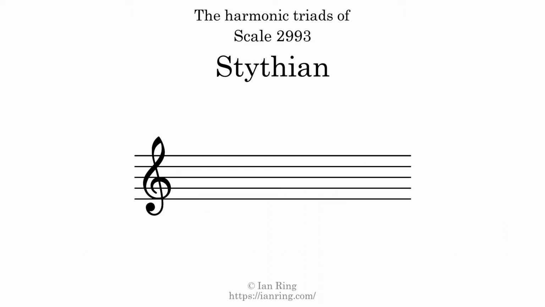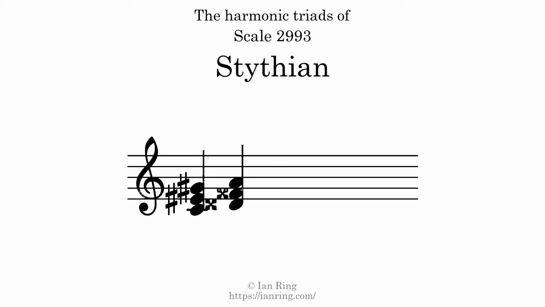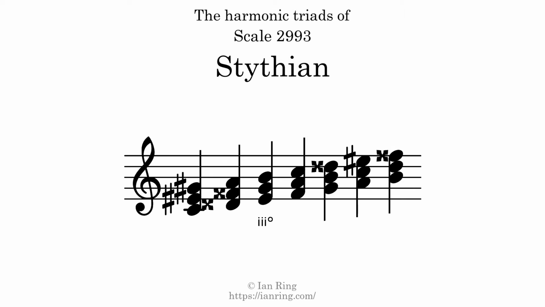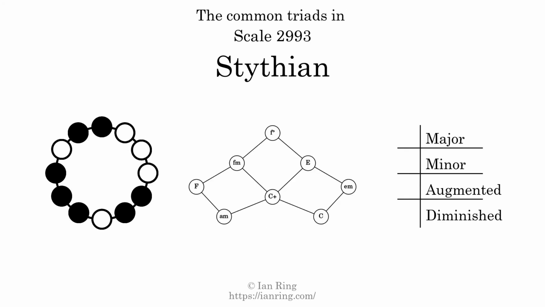101110110001. Here are the harmonic triads present in this scale. Unnamed, unnamed, diminished, unnamed, unnamed, unnamed, unnamed. Here are the common triads present in this scale. The diagram in the center is a graph of parsimonious voice leading between triads.